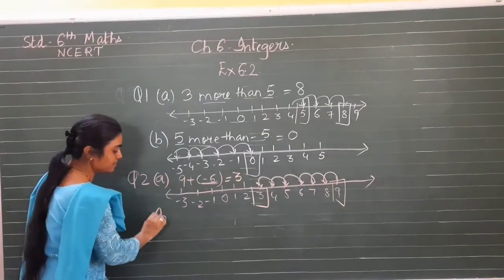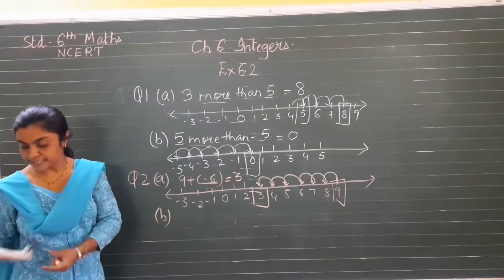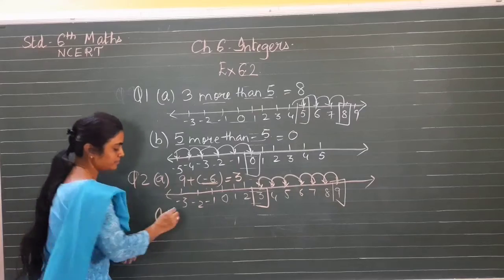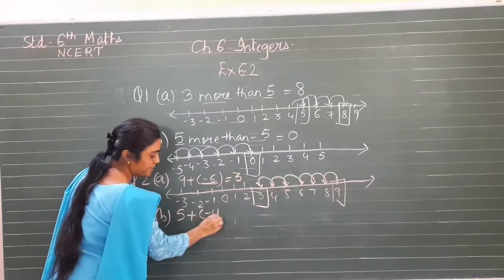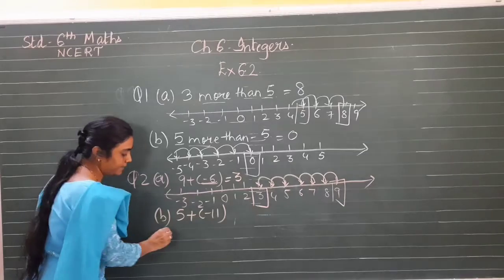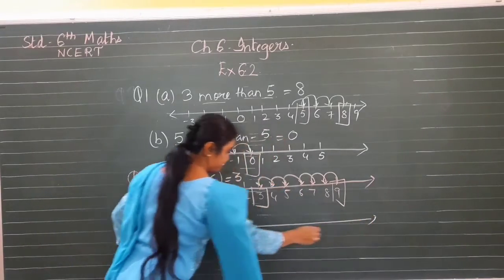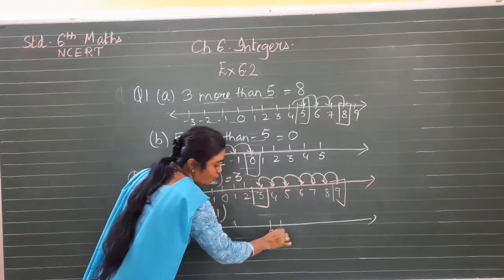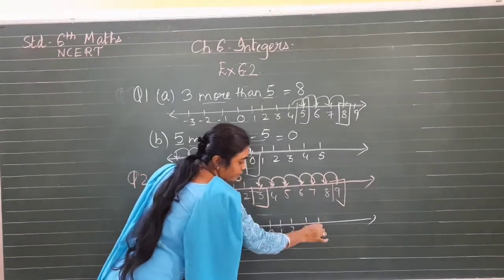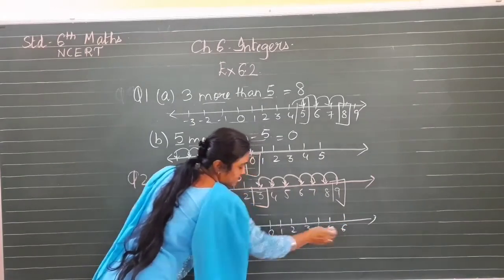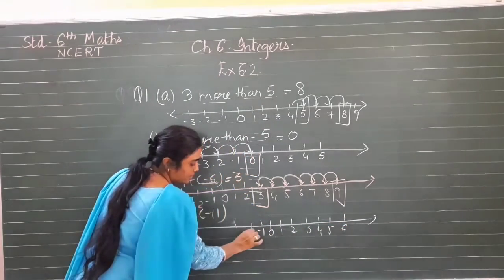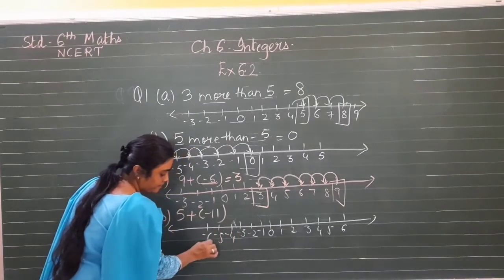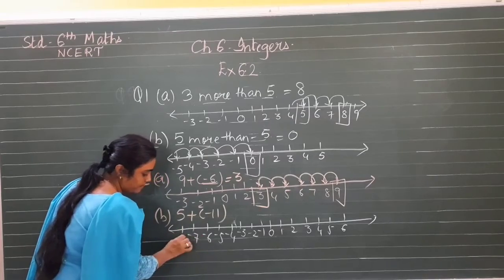Now let us see the B1. It is 5 plus minus 11. So let us draw it on the number line. Zero, 1, 2, 3, 4, 5, 6. 1, 2, 3, minus 4, minus 5, minus 6, minus 7, minus 8.